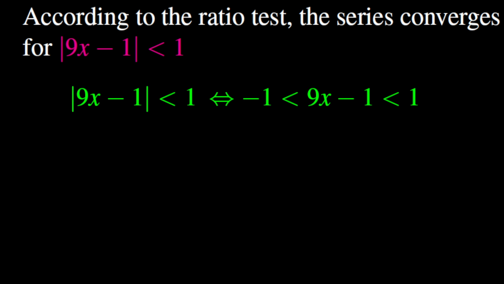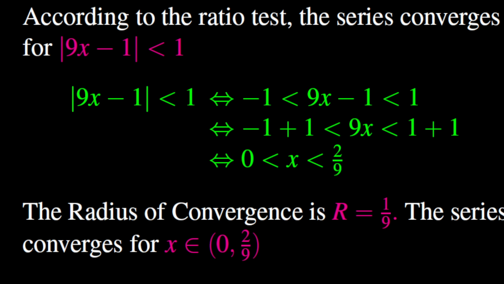According to the ratio test, the series converges if the absolute value of 9x minus 1 is strictly less than 1. This is equivalent to the inequality negative 1 less than 9x minus 1, and 9x minus 1 less than 1. We add 1 to all sides of the inequality and obtain a new equivalent inequality: negative 1 plus 1 less than 9 times x, and 9 times x less than 1 plus 1. This inequality can be further simplified to 0 less than x, and x less than 2 over 9.